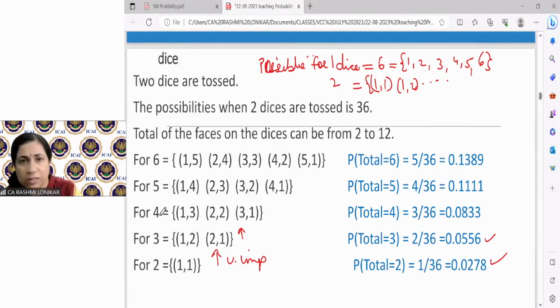So for the addition to be equal to 4, what can I have? On the first dice I can have a 1 and on the second a 3, or 2 and 2, or 3 and 1. So these are the possibilities, and then I get 3 upon 36. Then for 5, I have these 4, so 4 upon 36. Getting 6 as the addition when I add the numbers on the dice: 1 and 5, 2 and 4, 3 and 3, 4 and 2, and 5 and 1.